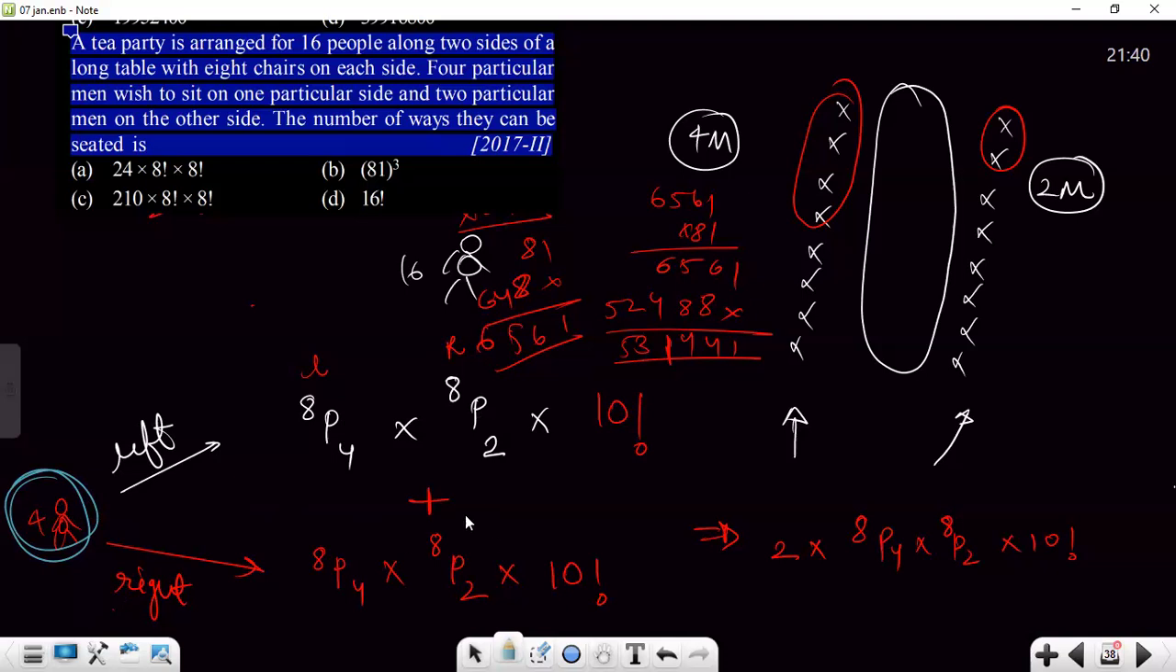That's why they have not added both of them and multiplied it with 2. That's why our answer was basically 420 into 8 factorial square. But the answer is 210, the half of it, only because of this. Is this clear now?